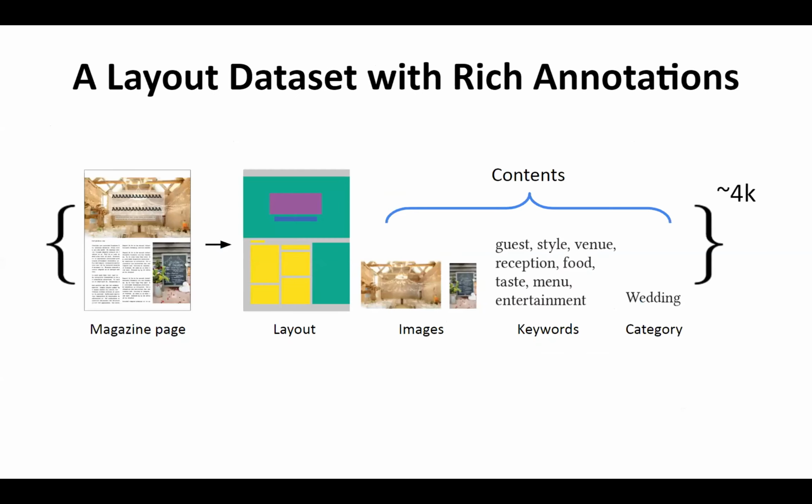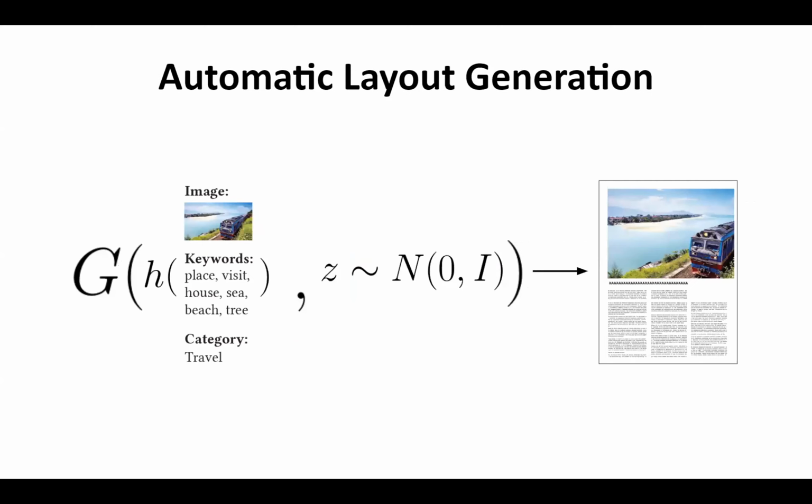To train our network, we construct a magazine layout dataset, which contains a large set of magazine pages. For each page, we annotate its layout, its images, keywords, and also category. Once trained, our network can be used for automatic layout generation. To do this, we sample a latent vector from a prior distribution, and then we feed the latent vector along with the input contents into our generator.